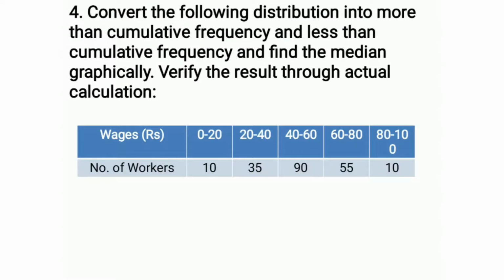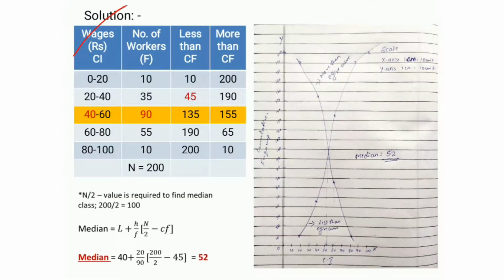The fourth question is: convert the following distribution into more than cumulative frequency and less than cumulative frequency, find the median graphically, and verify the result through actual calculation. The table is given, so we'll go straight to the answer part. The wages class interval is given, with the number of frequency. First we need to find the less than cumulative frequency.